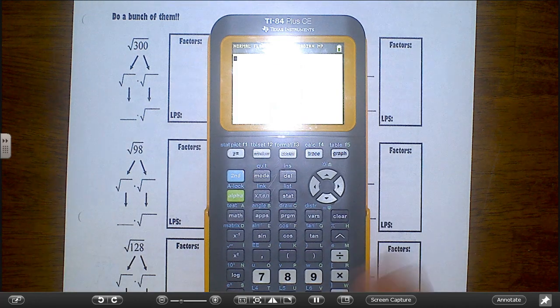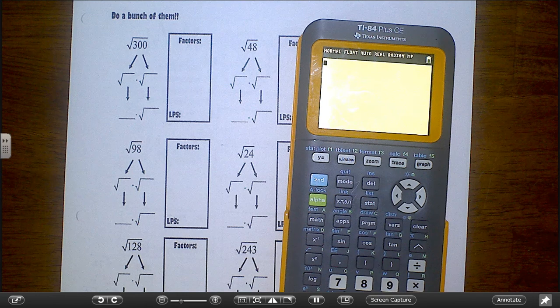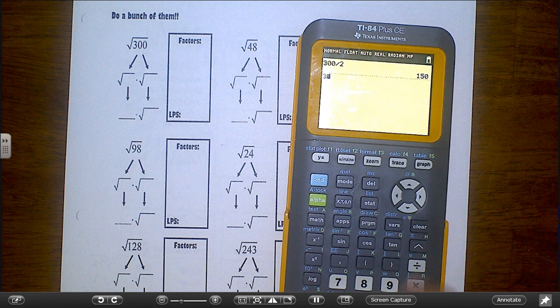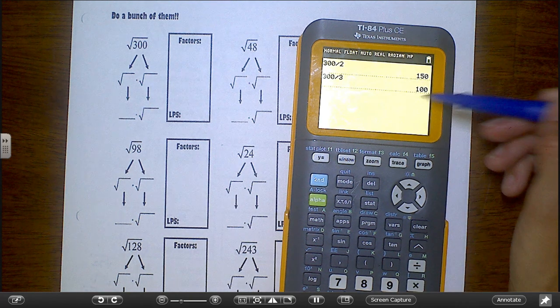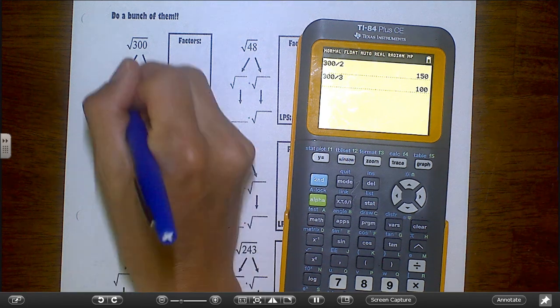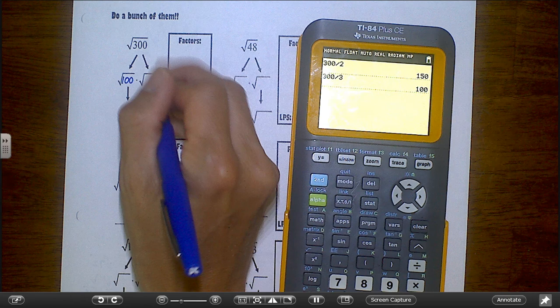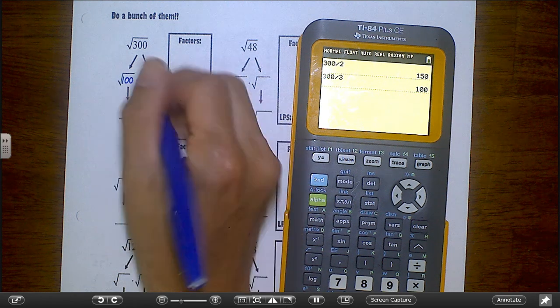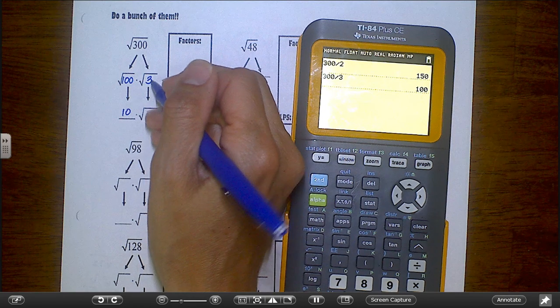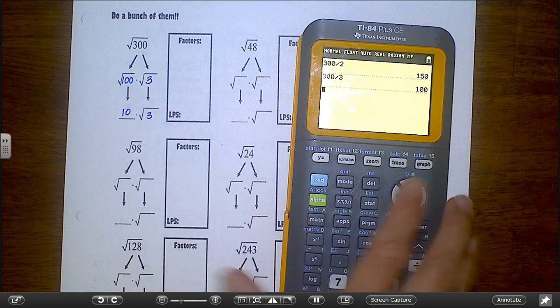So obviously don't do 1. Let's go 300 divided by 2. That's 150. Well, 2 is not a perfect square, neither is 150. So 300 divided by 3. 3 is not a perfect square, but guess what? 100 is. So that's 100 in the perfect square column, and then 3. The square root of 100 is 10. The square root of 3 stays the square root of 3 because there's not a perfect square factor.